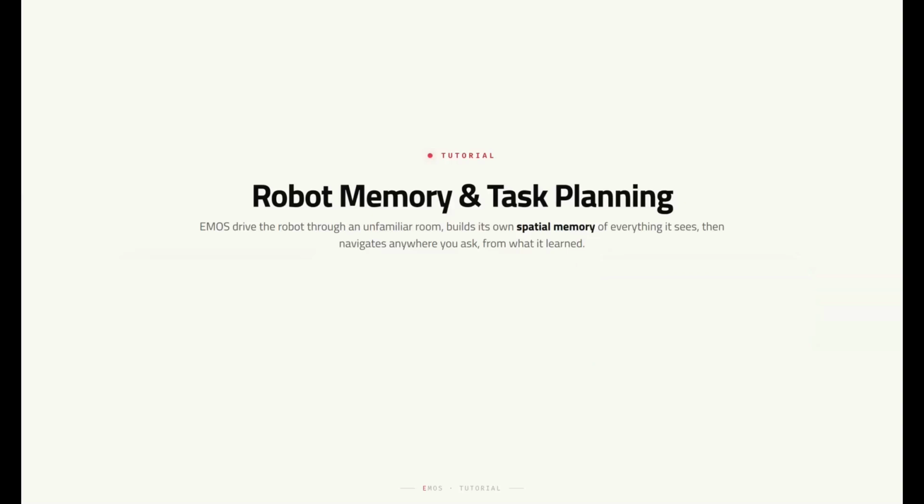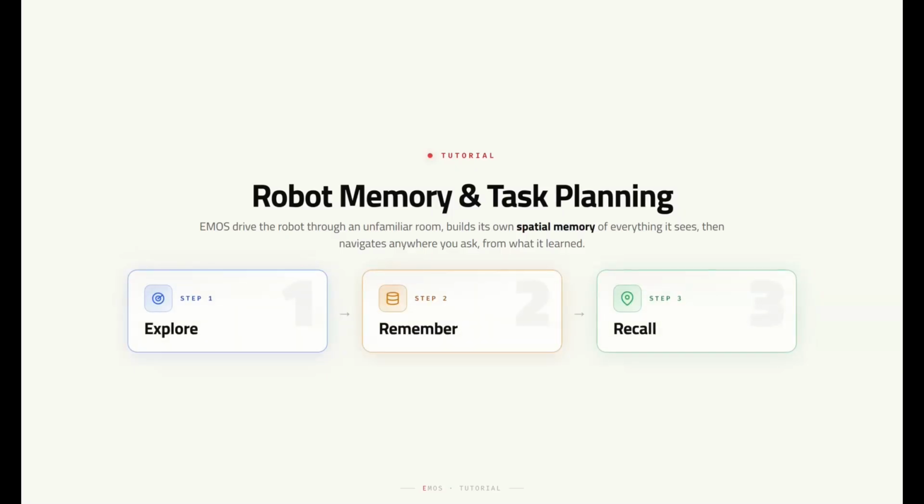In this tutorial, we're going to learn how to use the robot memory and the embodied agentic task planner in EMOS. We're going to build a recipe for a robot that can explore a room, remember what it saw, and then go anywhere you ask just based on its memory.